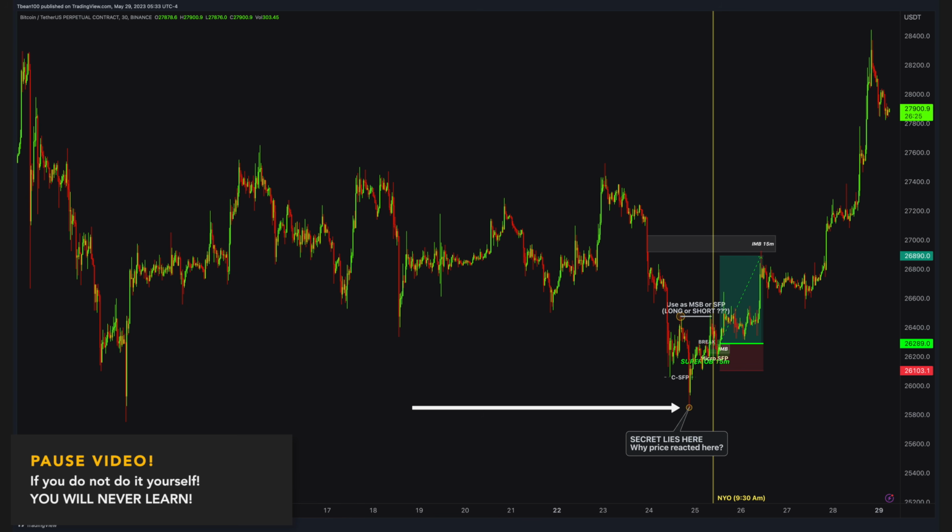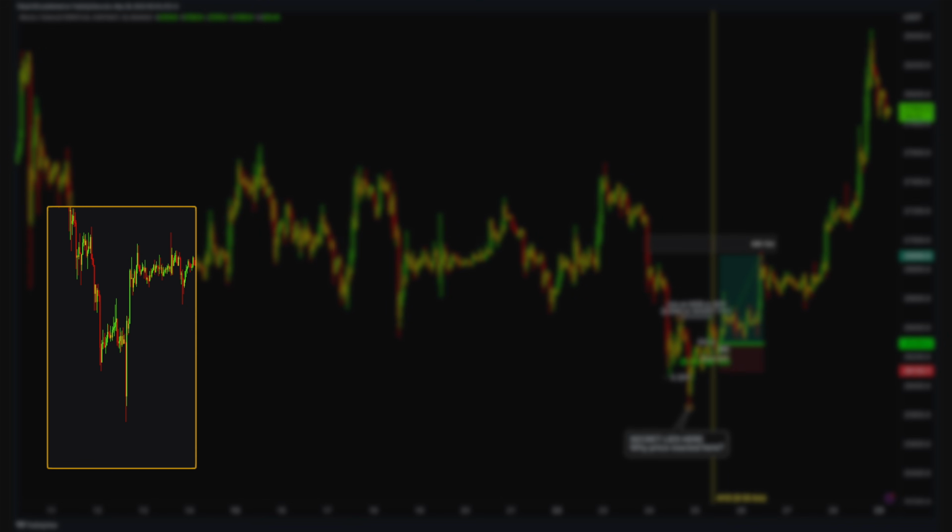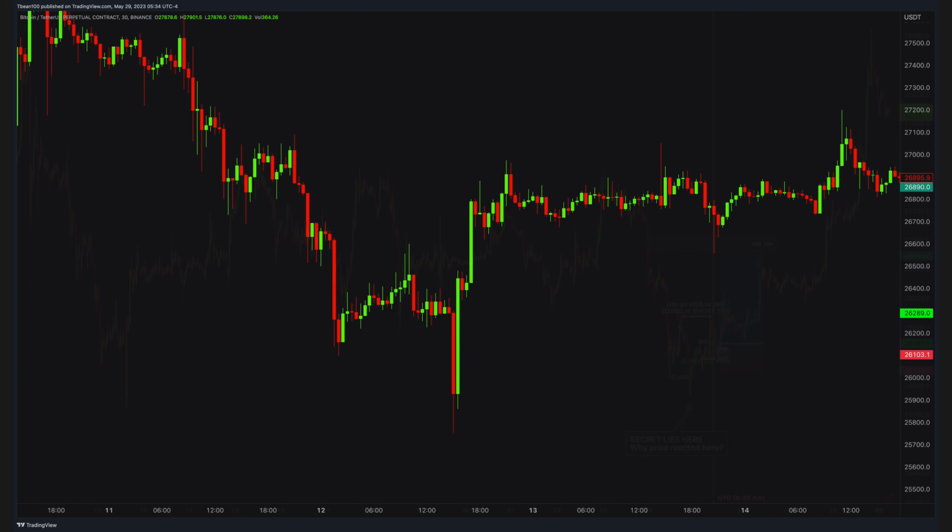To do that, we have to do a reversal analysis. Keep checking the left of the chart. Let's zoom in on this area. Pause the video. What do we have here? Any guesses? A significant low and a significant high which creates that significant low. Very strong market structure break.